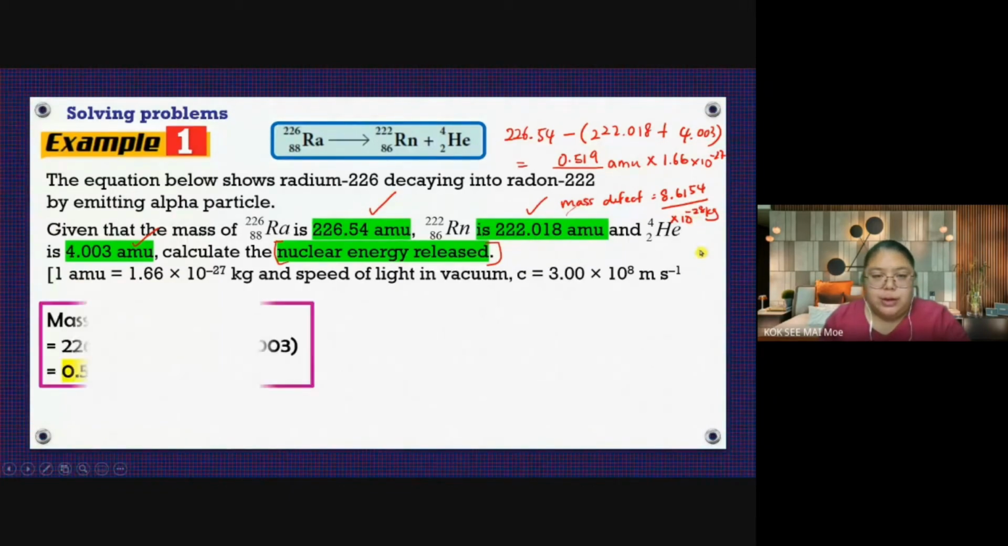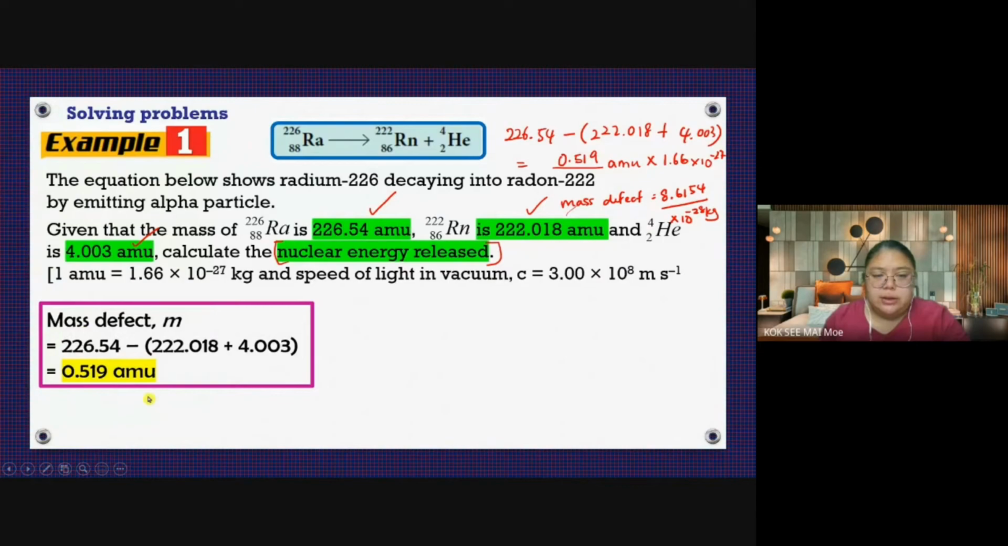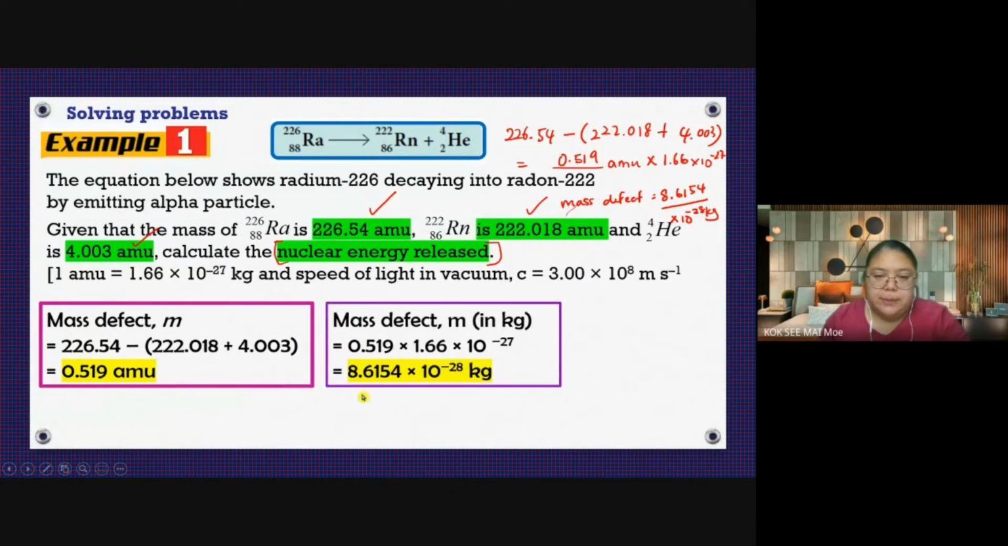Okay, I'm going to show. I get 0.519 AMU. Convert to kilograms: 8.6154 times 10 power negative 28. I have found the mass defect already. So finally, I want to find the energy, so I apply E equals mc squared. Like this, no problem already, because you have the mass.